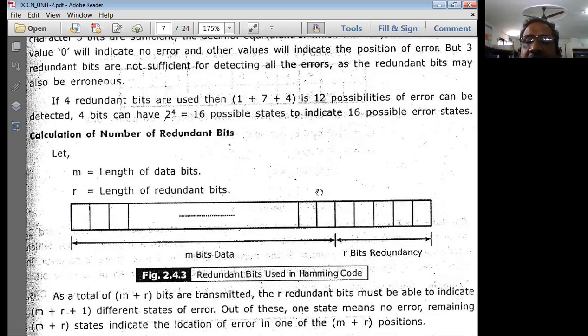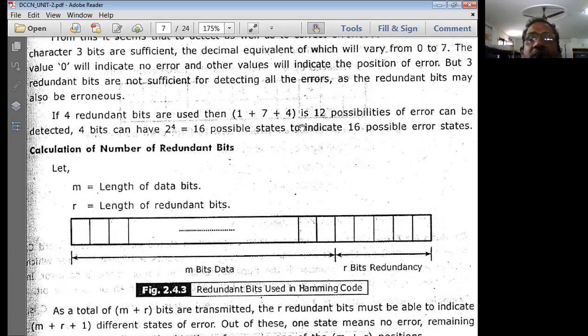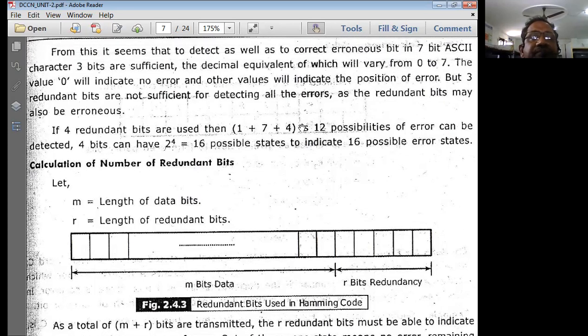That means the capacity should be increased compulsorily. Therefore, we have to come up with a possibility. What is that possibility here? Let us see. Why are we going for this? Because 3 redundant bits are not sufficient for detecting all the errors, as the redundant bits may also get erroneous. So in that case, we'll go with this option now.